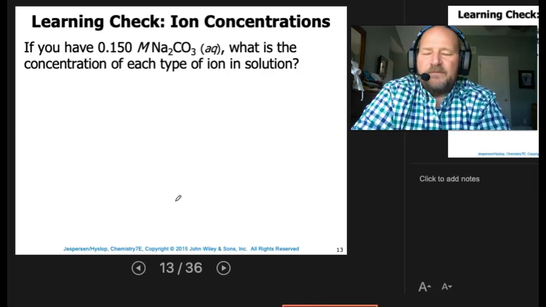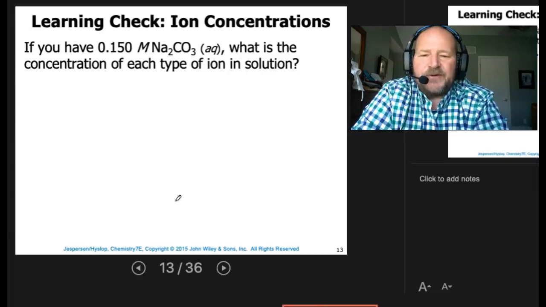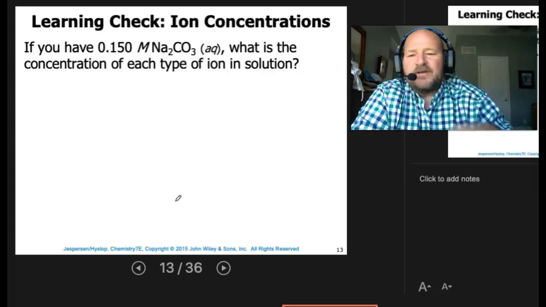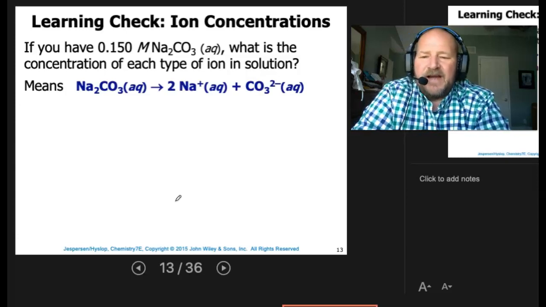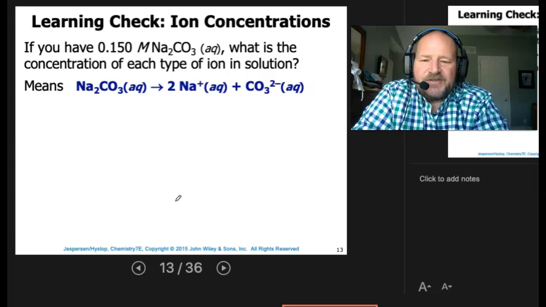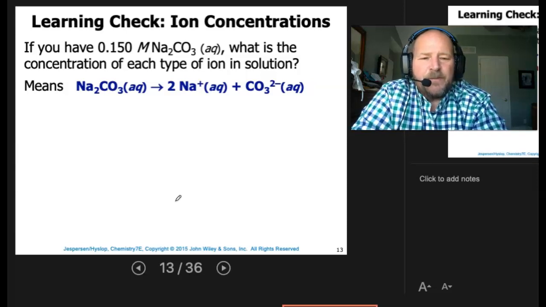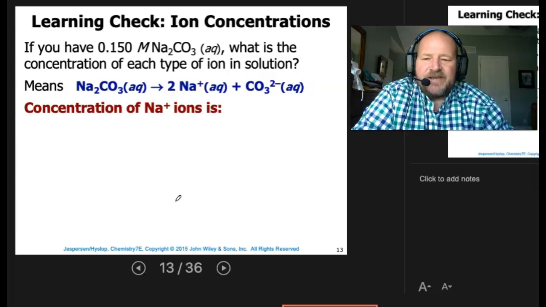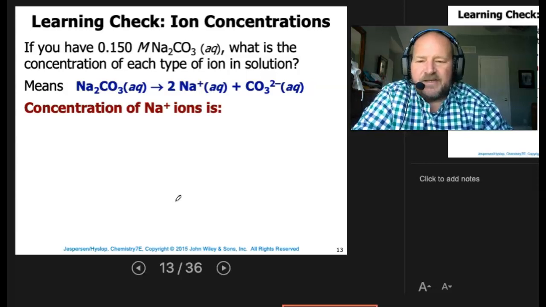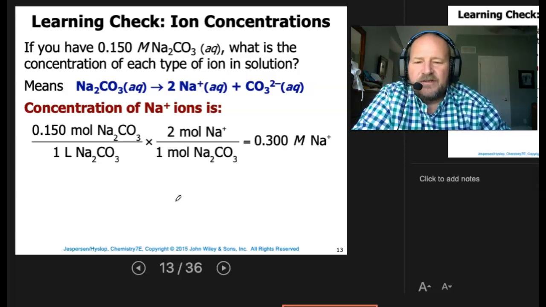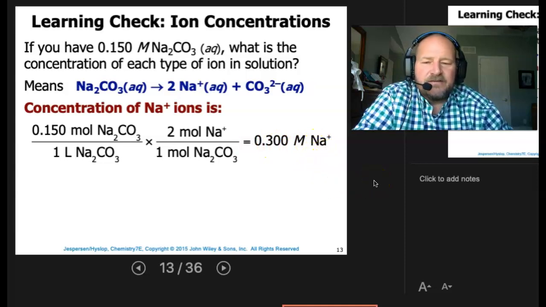All right, if you have 0.150 molar Na2CO3, what is the concentration of each type of ion in solution? Okay, so that means if I have Na2CO3, it's going to break apart into 2 Na plus and CO3 2 minus. So let's calculate the concentration of the Na ions. So sodium ions then. Well, we have a 0.15 molar solution per liter. In that we have 2 moles of Na for every 1 mole of this, which means then it's 0.3 molar Na plus.